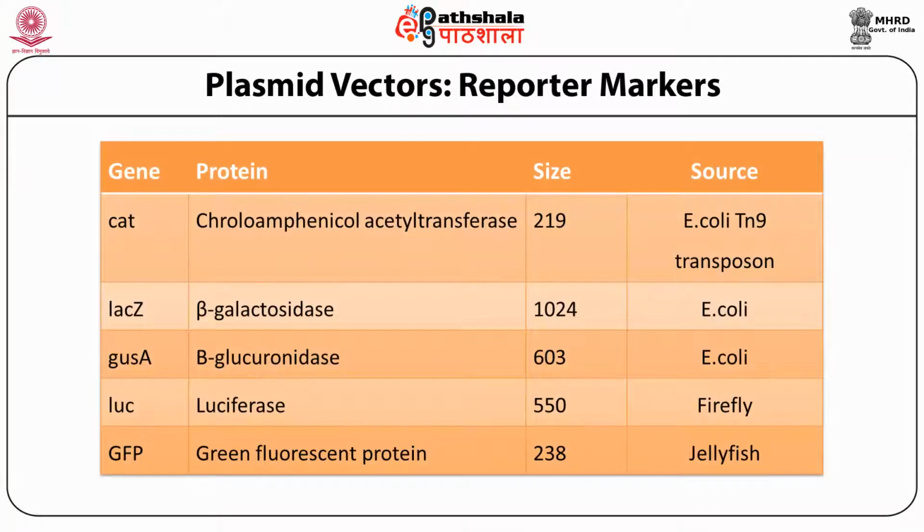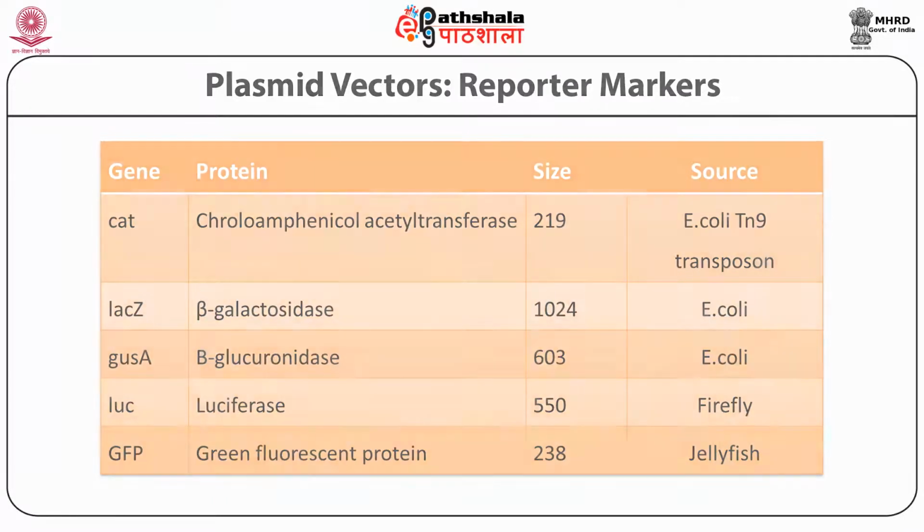This table represents the commonly reported gene markers which are used in day-to-day cloning activities. Here you can see the genes, their proteins, the size of the amino acid sequence of the protein, and their source of origin. You can see here the CAT gene, which is responsible for chloramphenicol acetyltransferase, LacZ for beta-galactosidase, GUS-A, LUC, that is the luciferase gene, and the green fluorescent protein gene, which was isolated from jellyfish.